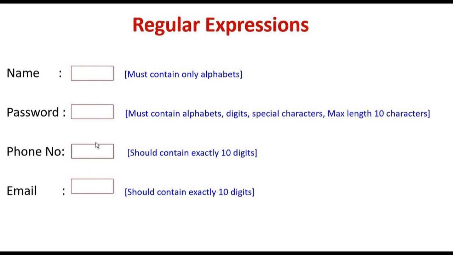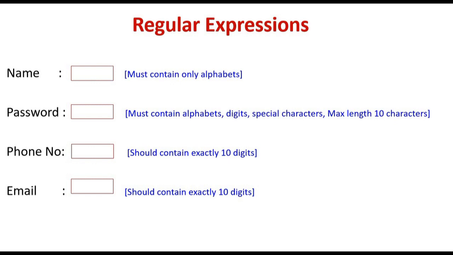Similarly, a condition can be given for the phone number. It should contain exactly 10 digits. An email ID should also follow a general, standard format. Initially it should start with an alphabet. It can have some combination of characters followed by digits, then it should be followed by the @ symbol and then the domain name or something like that.